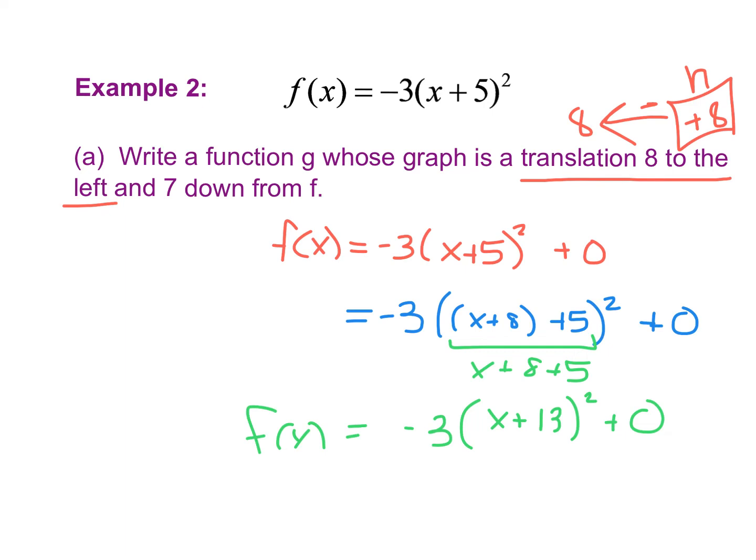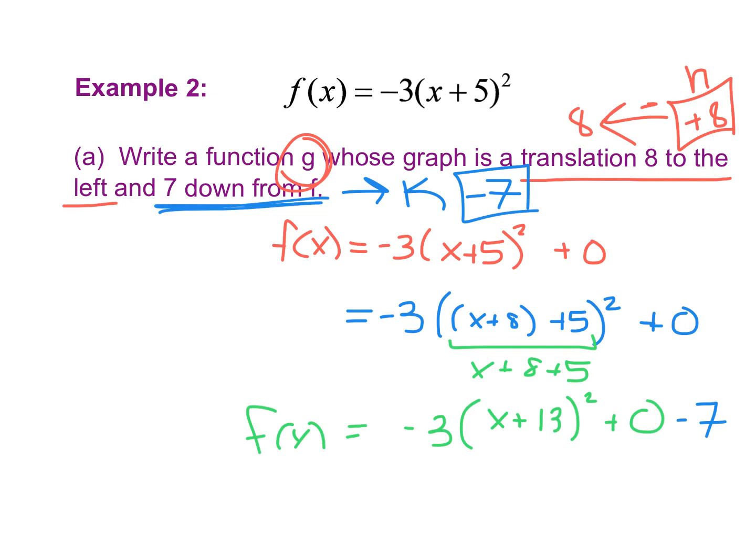Now, the second thing we need to do as we finish writing this function with the name g is we need to translate 7 units down. This I know is going to impact my k value. And because k works as expected, I'm going to subtract 7 from my k value, which is over here. So I'm going to take 0 and subtract 7 from it over there on the outside.